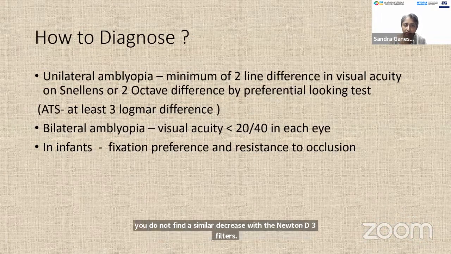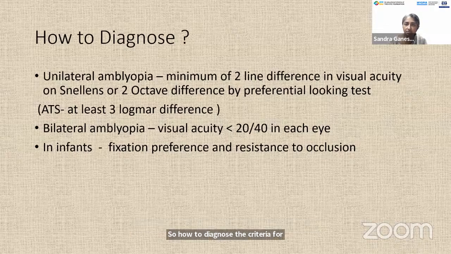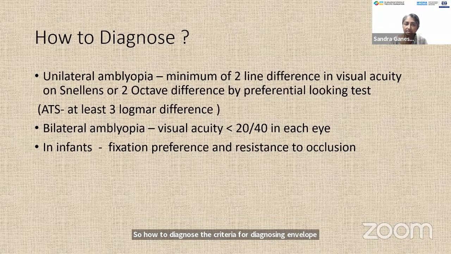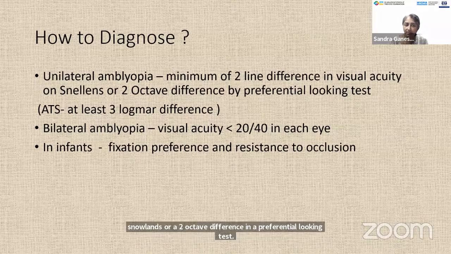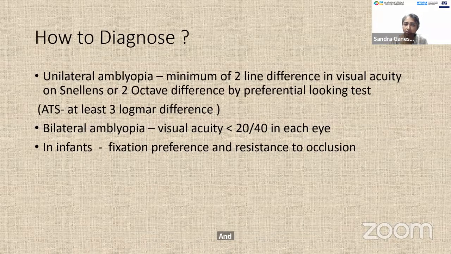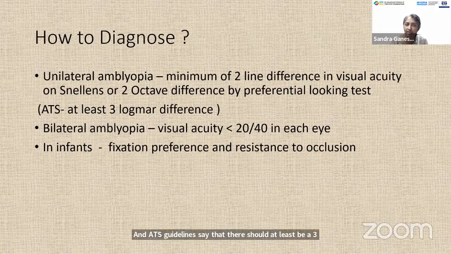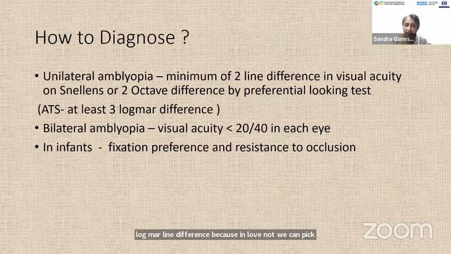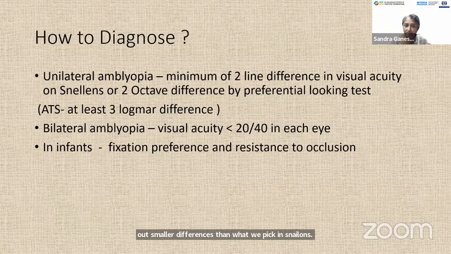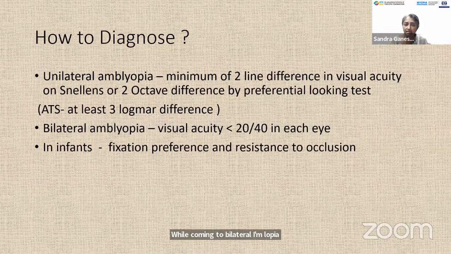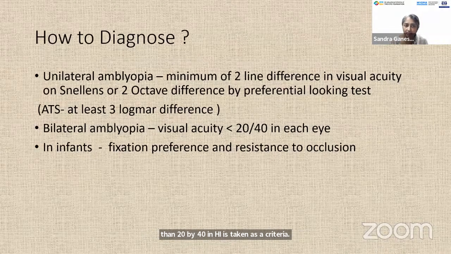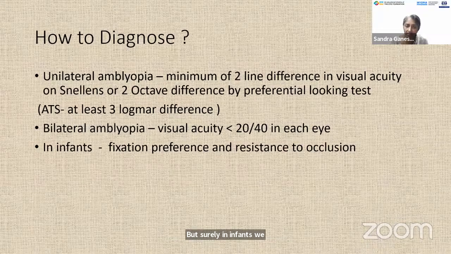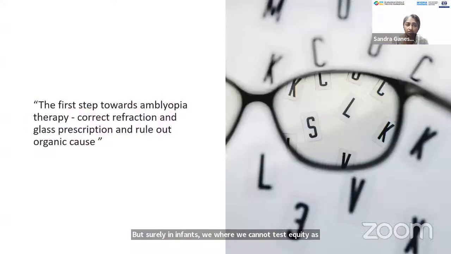The criteria for diagnosing amblyopia: there should be a minimum of 2-line difference on Snellen's or a 2-octave difference in a preferential looking test. And ATS guidelines say that there should at least be a 3 logMAR line difference, because in logMAR, we can pick out smaller differences than what we pick in Snellen's. Coming to bilateral amblyopia, visual acuity less than 20/40 in each eye is taken as a criterion. But surely in infants, where we cannot test acuity as such, we look at fixation preference and resistance to occlusion.